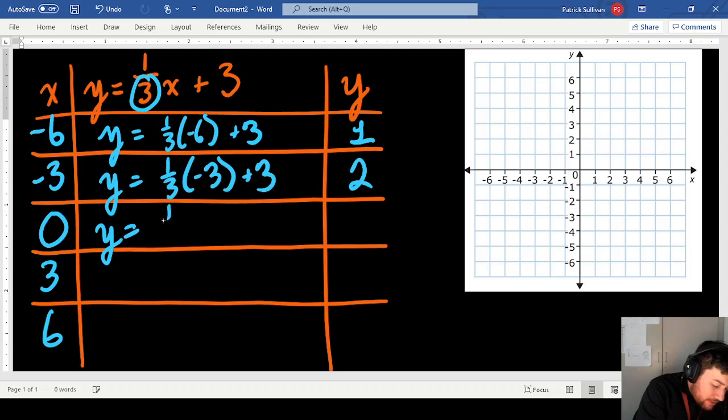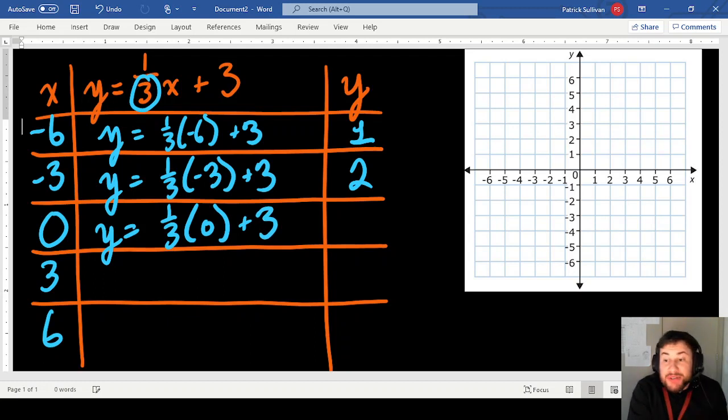I'm going to plug in 0, 1/3. Notice how I'm using parentheses. 1/3 times 0 plus 3. 1/3 times 0 is 0. 0 plus 3 is 3.